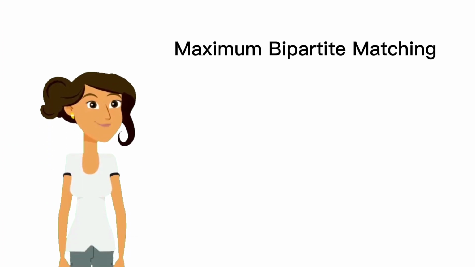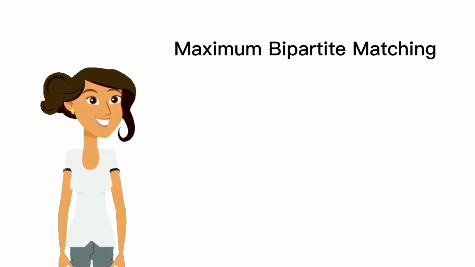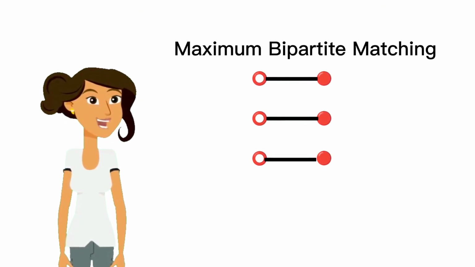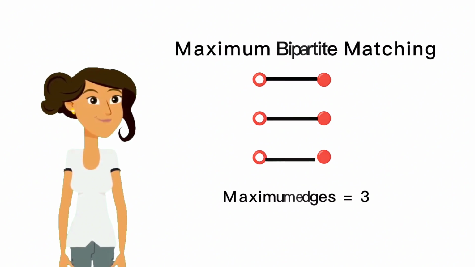Maximum bipartite matching. As the title suggests, maximum bipartite matching is a bipartite matching that includes the maximum number of edges possible compared to any other matching within the graph. This concept is used to allocate as many students as possible to companies without compromising the requirements of each.